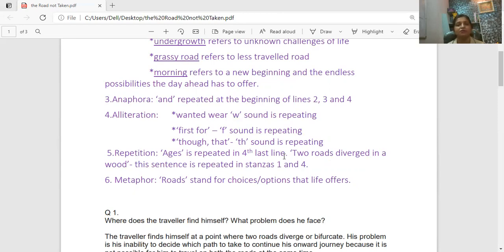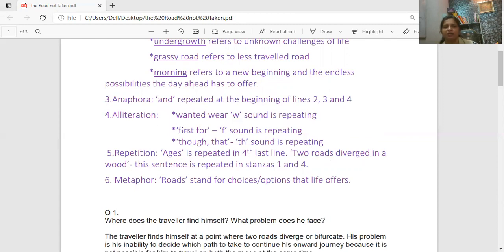Then repetition. 'Ages' is repeated in the fourth last line. You may have a look. Then 'two roads diverged in a wood'. This sentence too is repeated in stanza 1 and 4. So we consider it as repetition. Then there is metaphor because roads stand for choices or options that life offers to us.